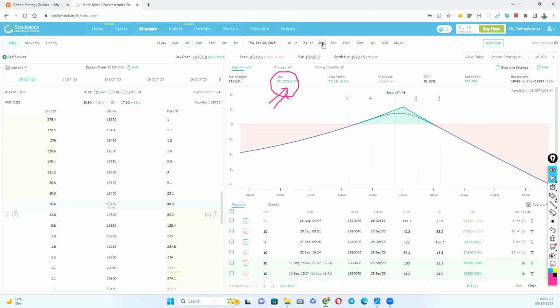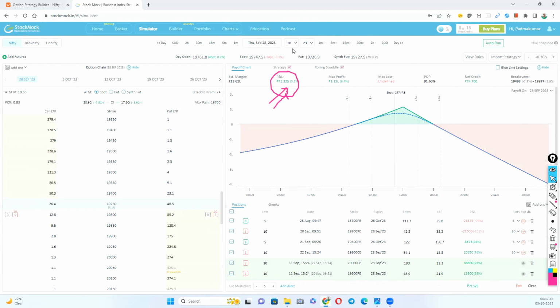Oh, 71,000 profit. Coming close. Oh no. So what do we do? We'll close at 71,000. Now it is showing 71,325 at the time of 10:23 on Thursday.